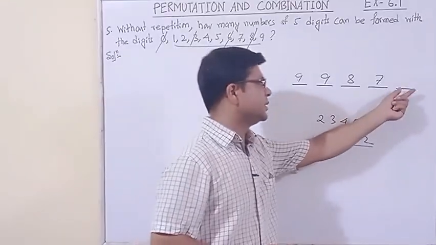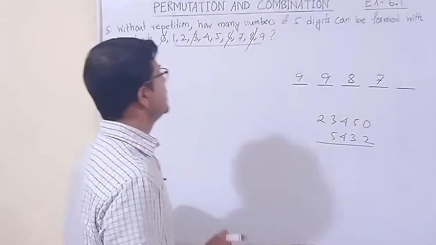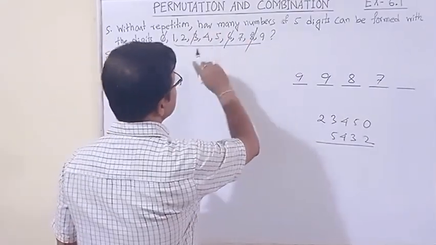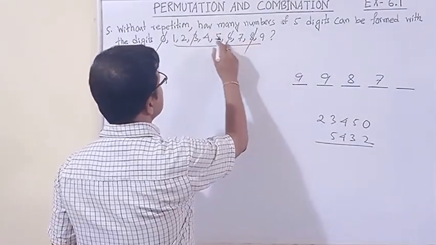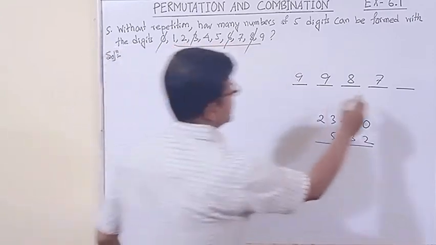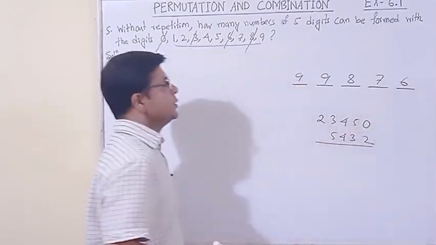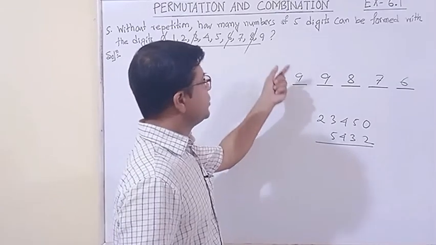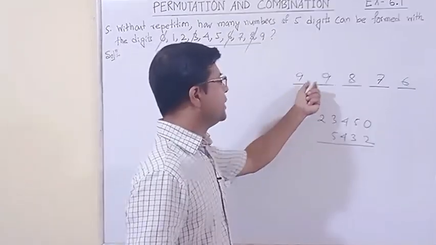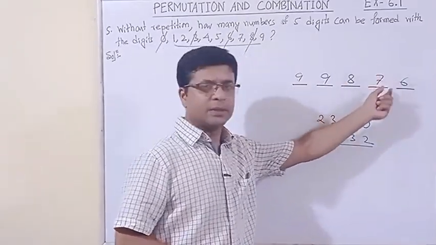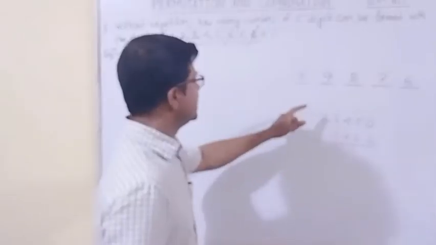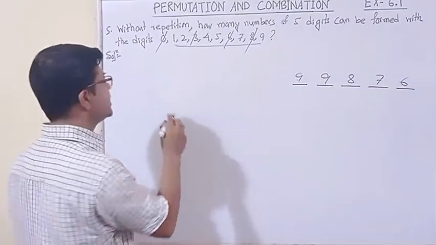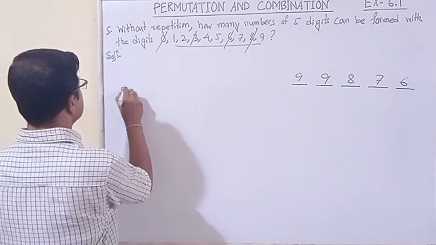The last place, or the ones place, can be filled up in how many ways? Let us count how many digits remained. 1 2 3 4 5 6. So to get the total number of ways, what we have to do? We have to multiply all these numbers. Okay, so let us do. At first let us wrap this part. Now let us start solving.